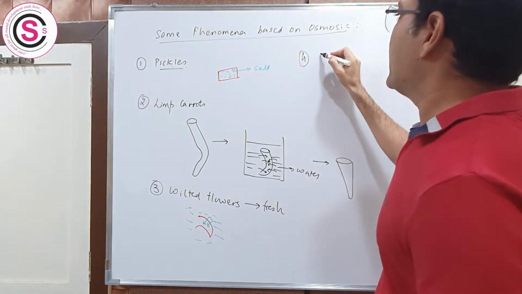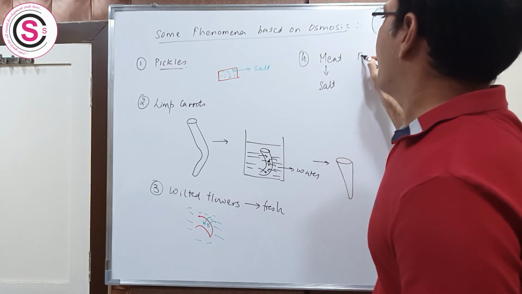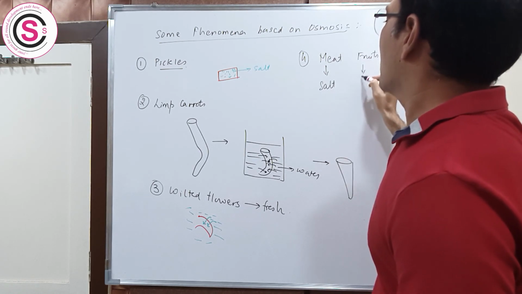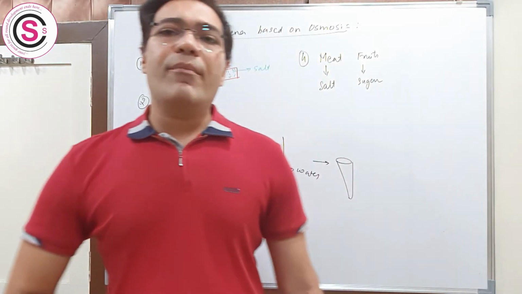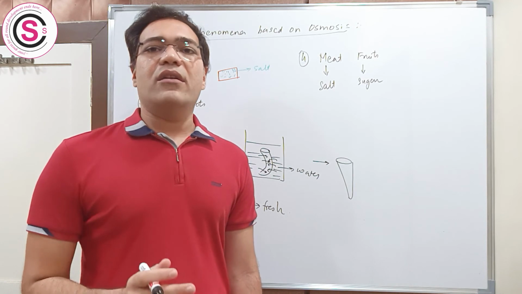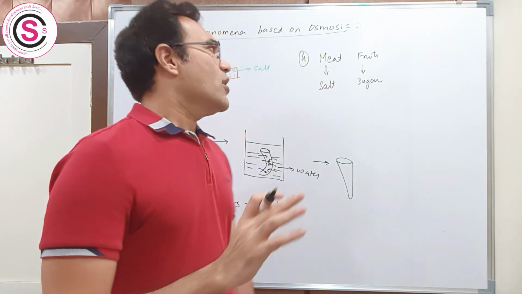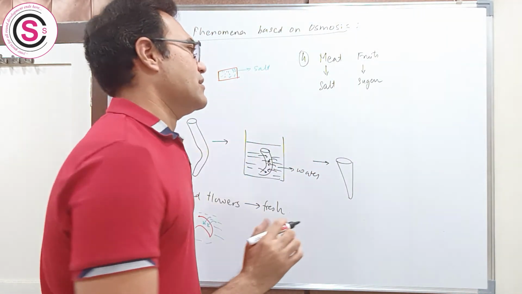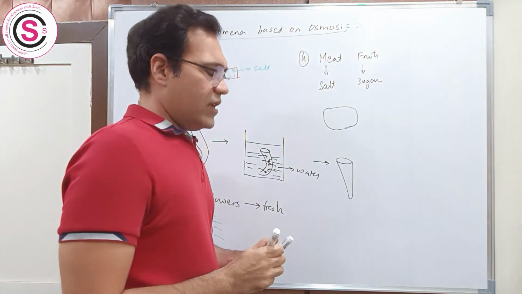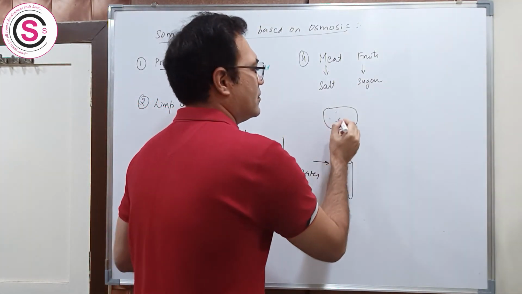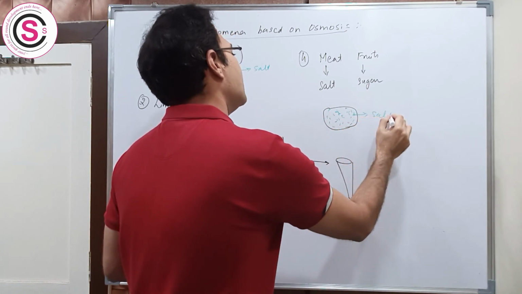is, students, meat. To preserve meat, they apply salt on it, and to preserve fruits, they apply sugar on it. So meat can be preserved by a process known as salting, and fruits can be preserved by applying sugar on them. Now what is the phenomenon exactly taking place here? Suppose this is a piece of meat, and I am applying salt on it to preserve it.